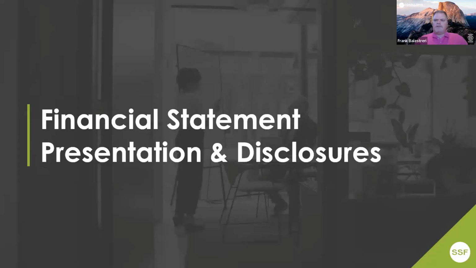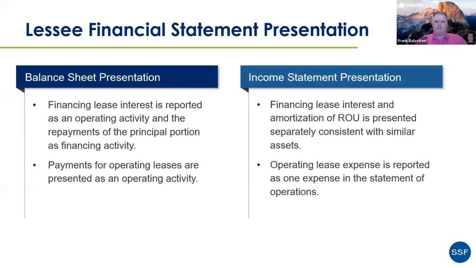Okay, so let's transition into an overview of the changes to financial statement presentation and related disclosures. I think we'll see a bunch of questions pop in relative to this. So, Joe, what are some of the changes lessees can expect to see on the face of their financial statements under 842? Sure, Frank. Let's take a look here. So this slide has a really good high-level summary of some of the changes you're going to see here between the balance sheet and the income statement.